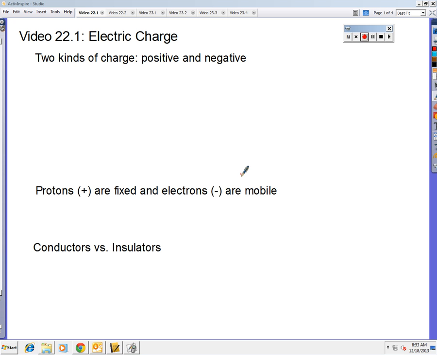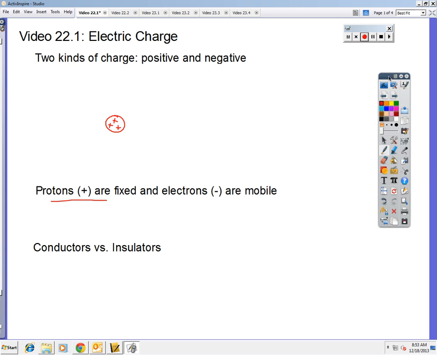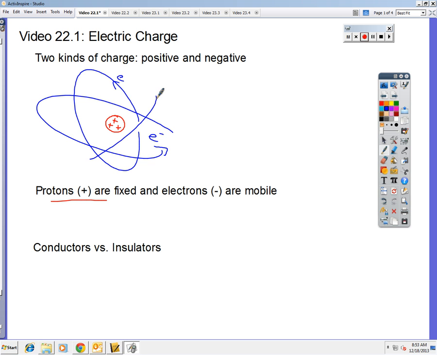Generally, the most common positively charged particle is the proton, which is fixed at the center of the atom, and electrons, which are negative, are zooming around the outside, and the typical picture of an atom looks like something like that. The charge on the electron is negative 1.6 times 10 to the negative 19 coulombs. Charge on the proton is positive of that, and we usually call this the fundamental charge.